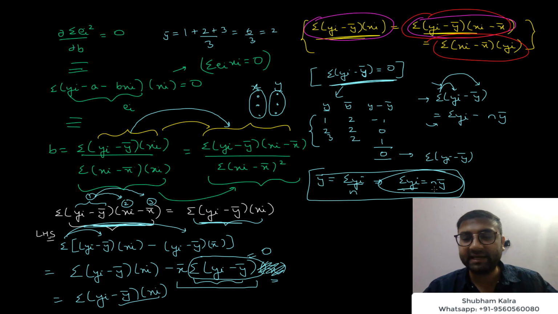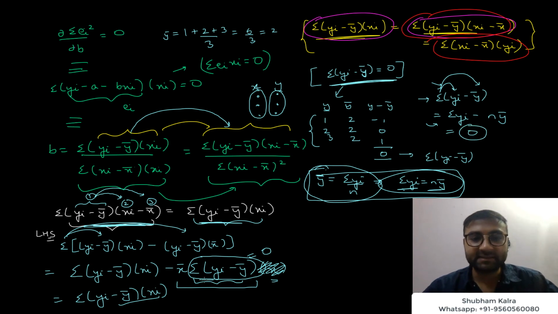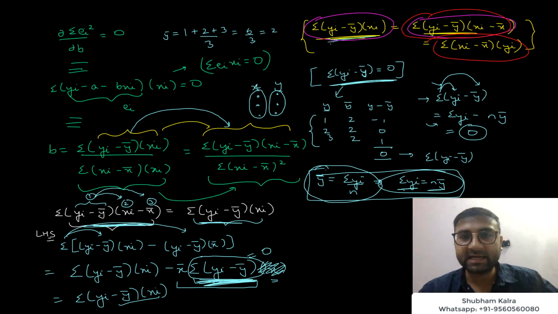So this is actually equal to summation of yi minus n y bar, and by this definition you know that summation of yi and n y bar are one and the same thing. So they are equal to each other, and they are always equal to each other because this is how y bar is defined. So that means summation of yi minus n y bar will be equal to 0, and this is something that always happens. That's why this term over here is 0, and we end up getting this. So this I showed you.